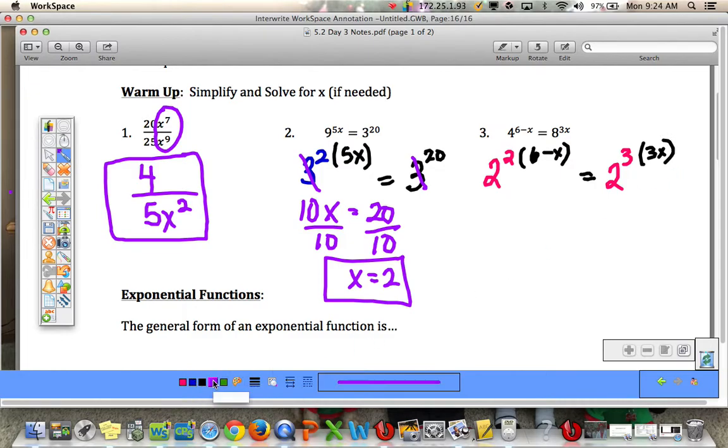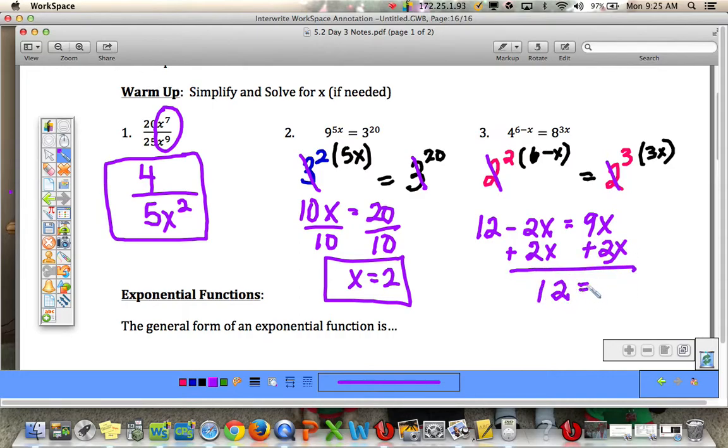All right, once we have the common base, ignore the bases, set the exponents equal. We have 12 minus 2x equals 9x. Solve for x, we'll add 2x to each side. We get 12 equals, oops, this should be a 2 here, 11x. Divide each side by 11. And I'll just leave it in fraction form. x is 12 over 11.